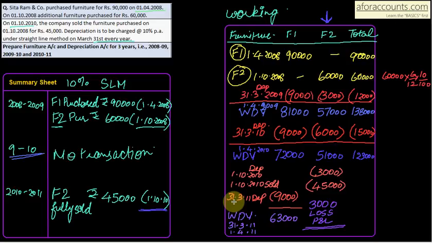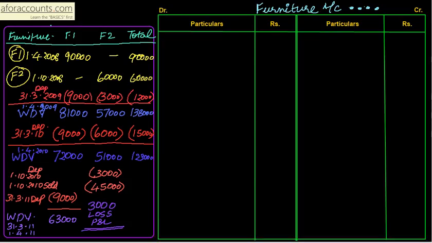So let's start making our furniture account. So furniture purchased, first entry on 1/4/2008, date 1/4/2008. Furniture account debit to bank or cash, whatever. So furniture account debit to bank or cash. Furniture purchase, so obviously debit side, the amount is 90,000.